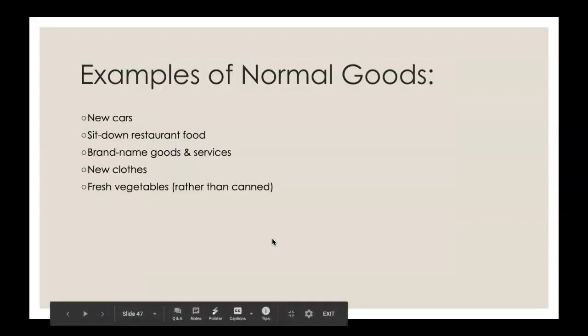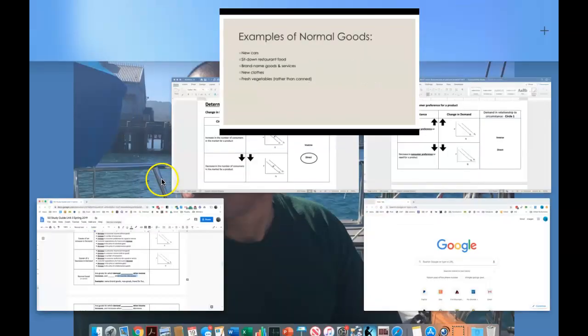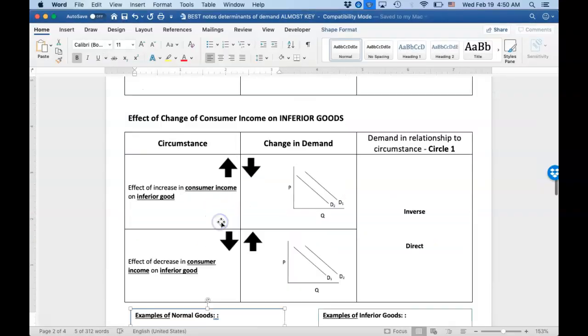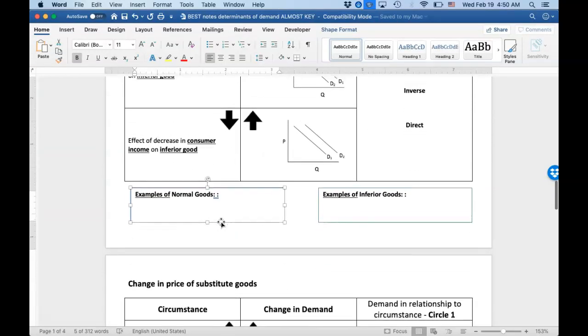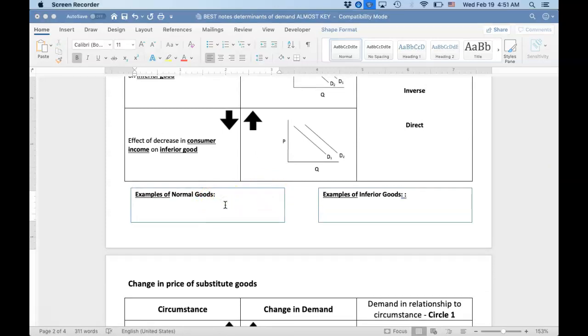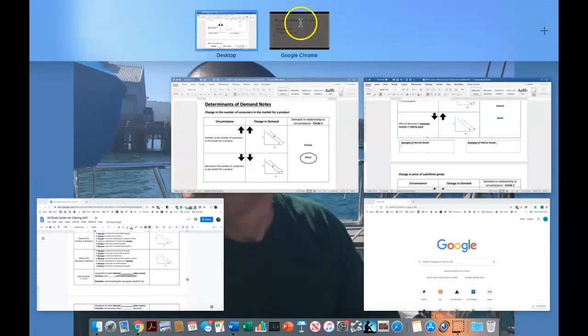So what is a normal good? Some examples: new cars, sit-down restaurant food, brand name goods and services, new clothes, fresh vegetables. Now, these examples of normal goods, you're going to put those in this guide that we've been filling in down here in this box where it says examples of normal goods. Put some of those examples in there, and that will help you when you're studying.